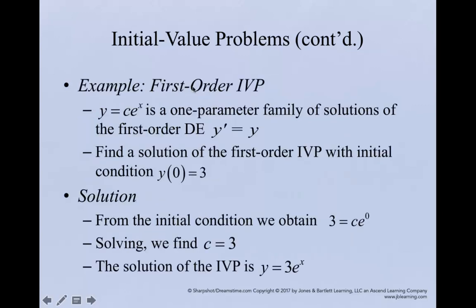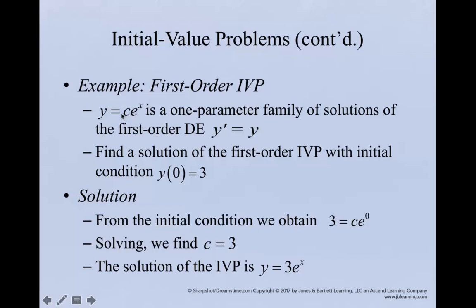So here's an example of a first order initial value problem. So I have y is equal to c e to the x. That's a one parameter family of solutions that satisfies this differential equation y prime is equal to y. So we'll just take that for now without going through an example on how to solve that differential equation and get this result. We'll just accept that this is the result.